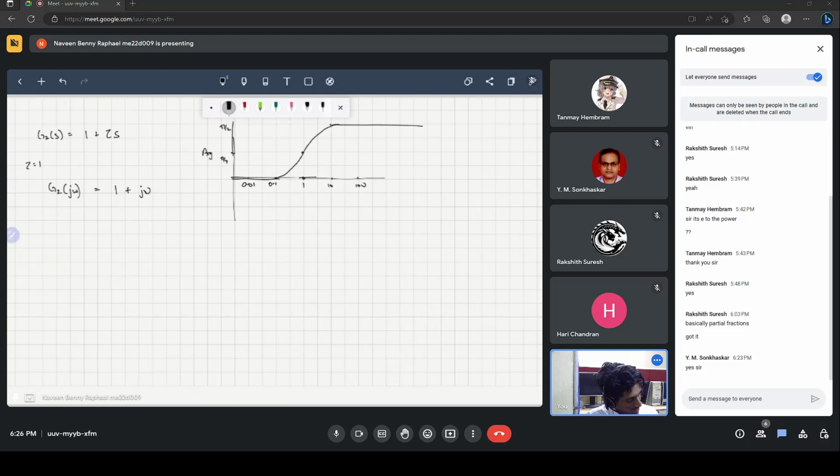Now if you think a little, it's kind of easy to understand why, for G(s) equal to 1 by 1 plus tau s, the Bode plot of this will be the exact opposite.